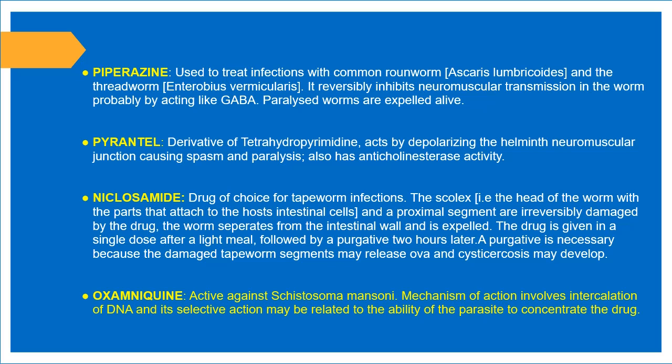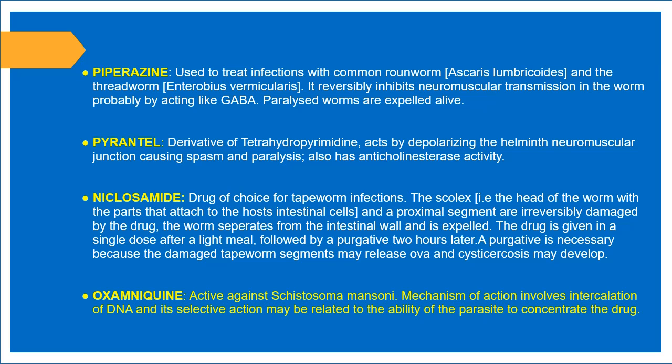Now, pyrantel is a derivative of tetrahydropyrimidine that is thought to act by depolarizing the helminth neuromuscular junction, causing spasm and paralysis. So, by continuous, rapid depolarization of the helminth neuromuscular junction, it causes spasm and paralysis. It also has some anticholinesterase activity. So both mechanisms of action apply in the case of pyrantel. This drug is very poorly absorbed from the gastrointestinal tract, and 50% of the drug is eliminated in the feces as such.